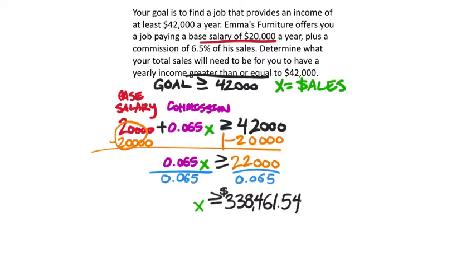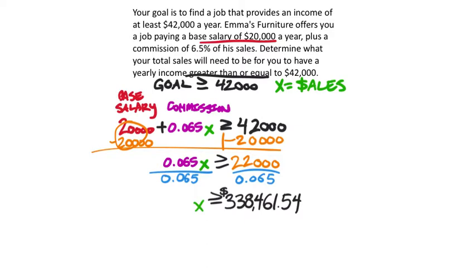So you can put the comma there if you like. You can even show the dollar sign if you like. But that becomes $338,461.54. I don't know this by experience, but I've been told that there are pieces of furniture out there that cost that for one piece. I don't know where that is, but that's what someone told me. I'm sorry. But that's your goal. That's your goal for sales amount, right?